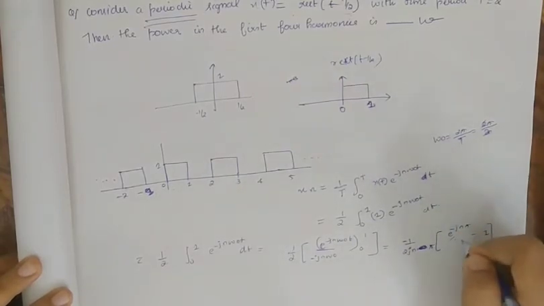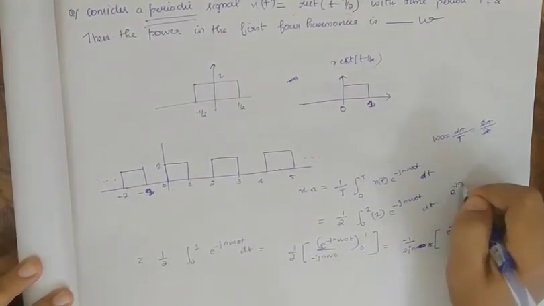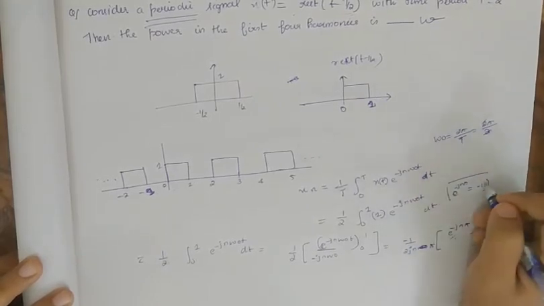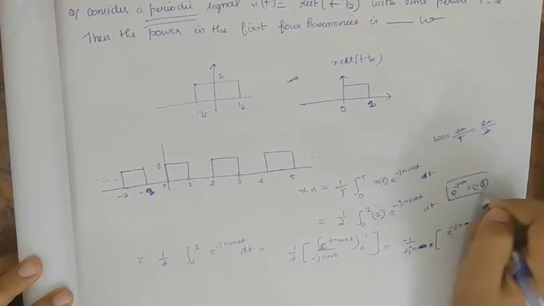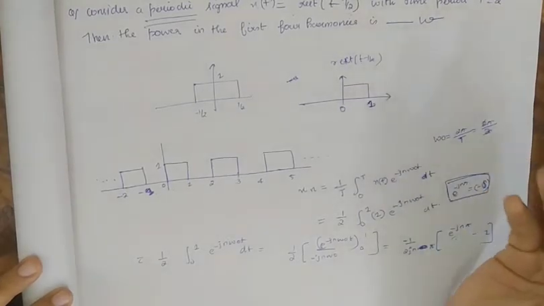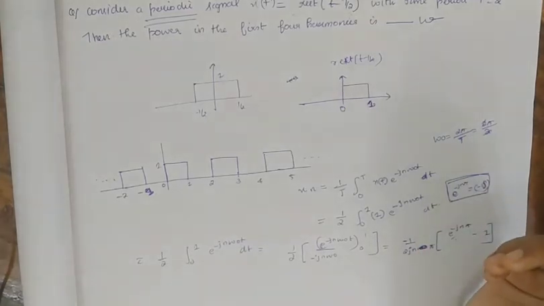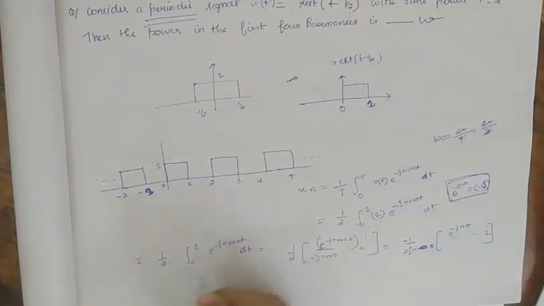So e raised to minus jnπ, please keep this in mind, is equal to minus 1 the whole raised to n. You can expand it and you will get the answer, because e raised to jθ is cos θ plus j sin θ. So e raised to minus jnπ will alternate between minus 1 and plus 1. That is why it is coming here.